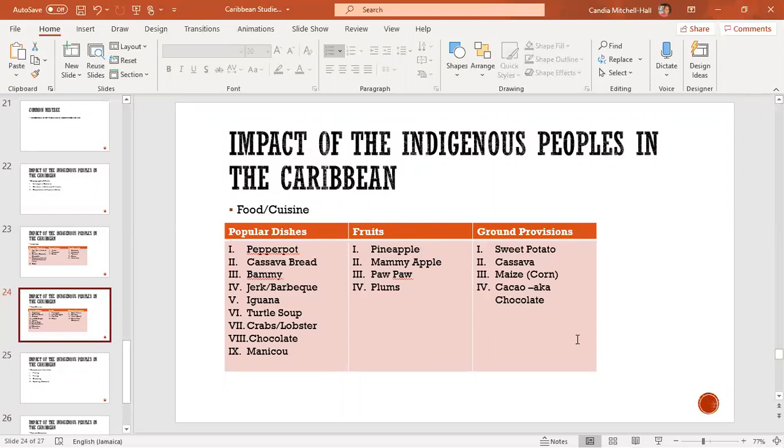Ground provision of the indigenous people, ladies, sweet potato, oh my. Almost every Caribbean country uses sweet potato, cassava, corn, cocoa, which is chocolate, we still use it. So that's how they would have influenced us in terms of ground provision. In Barbados, one very popular dish is sweet potato pie. People still eat it. I believe that was one of my favorite dishes from Barbados.